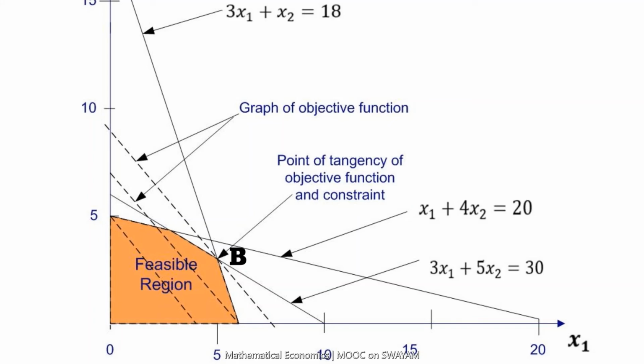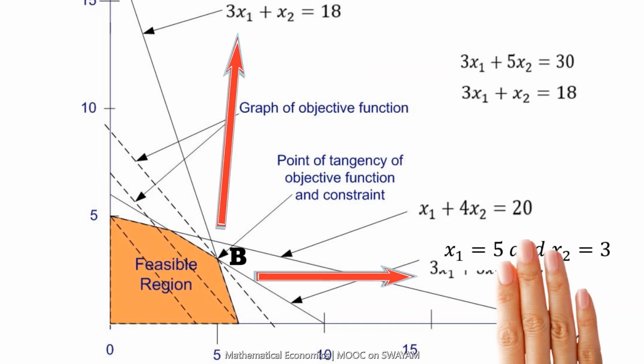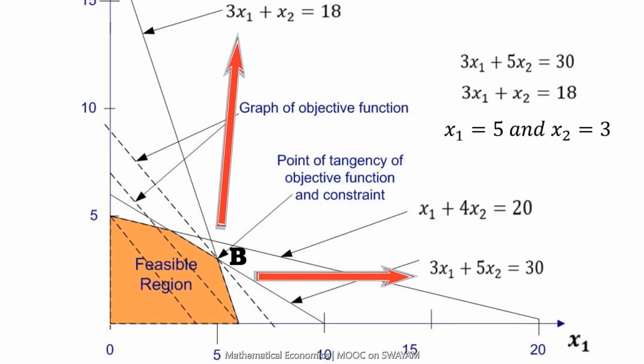Let us try to find. If you observe carefully, point B is the intersecting point of two equations. Therefore, solving the two equations gives x1 equal to 5 and x2 equal to 3. This gives us the solution to the problem. Tata Steel should produce 5 dumpers and 3 excavators to maximize its profit.